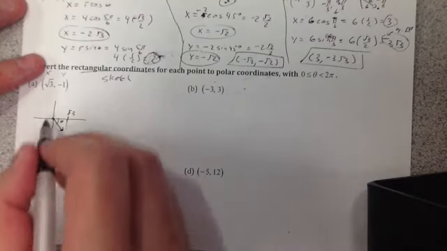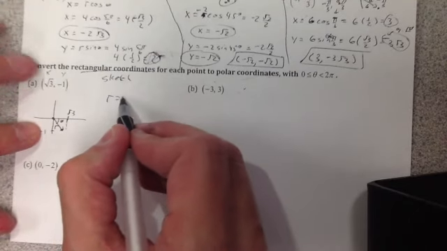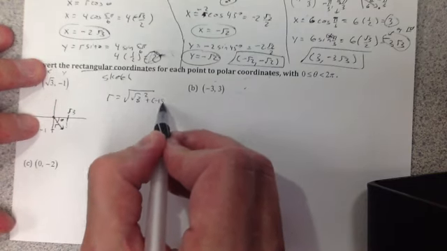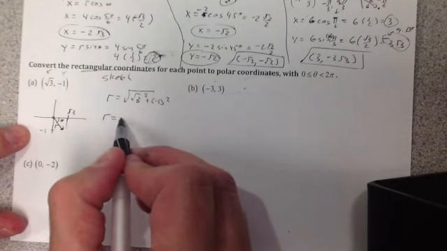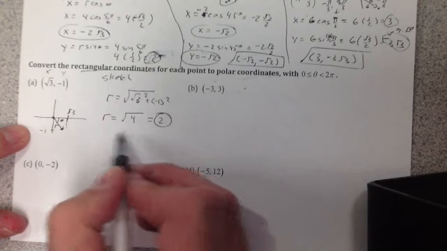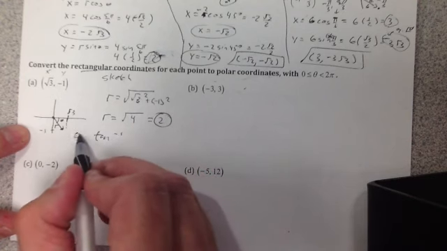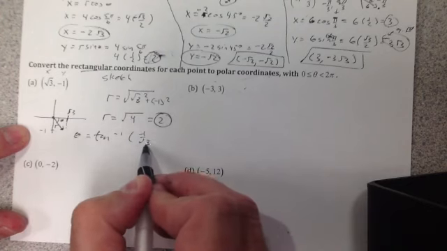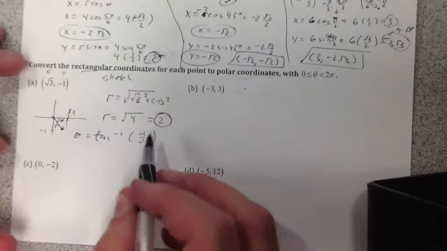Find that angle. Alright, first of all, get r. Okay, r is the square root of the square root of 3 squared plus negative 1 squared. Very easy to do. Pythagorean theorem is all I'm doing. r equals the square root of 3 plus 1, which is 4, which is 2. r is 2. Get the angle, this is inverse tangent of negative 1 over square root of 3.